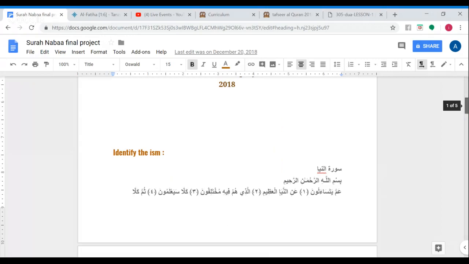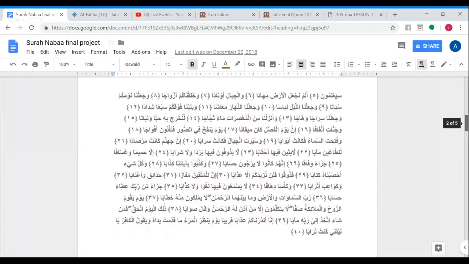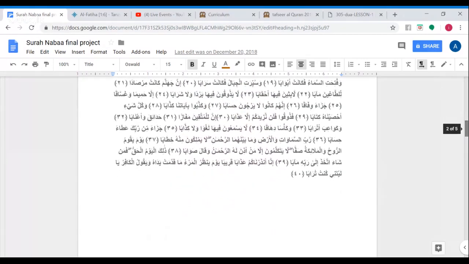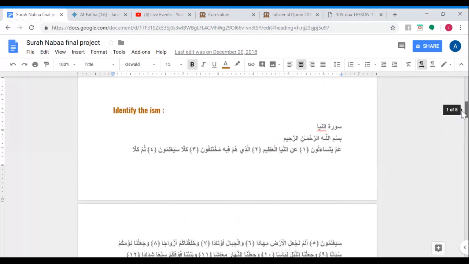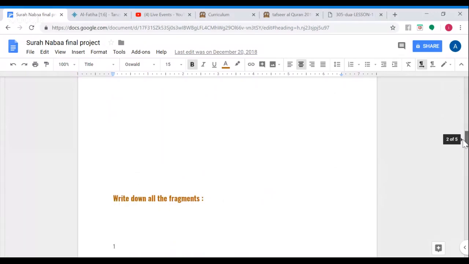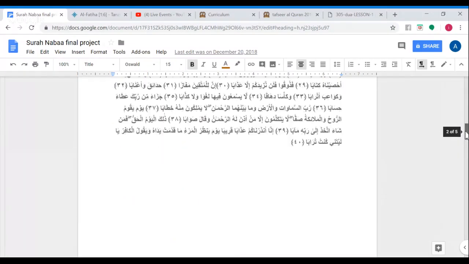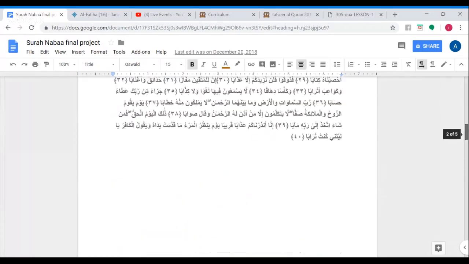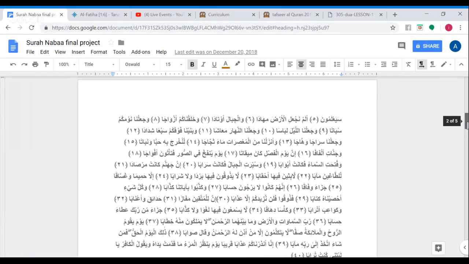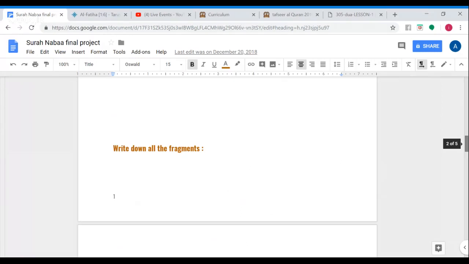Okay, so you only have to identify all the nouns in this passage. Basically this is Surah An-Naba. Write down all the fragments you can see, all kinds of fragments you can see in Surah An-Naba here. So we will talk today about this. Fragments meaning all the murakkabat we have done.